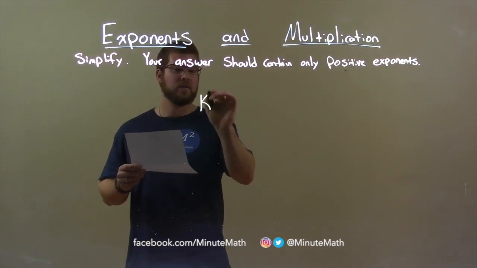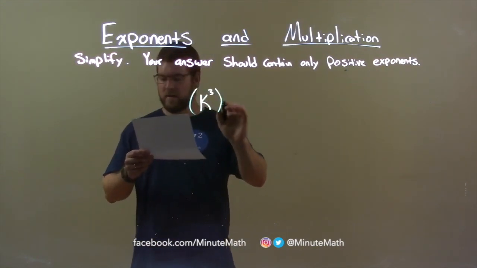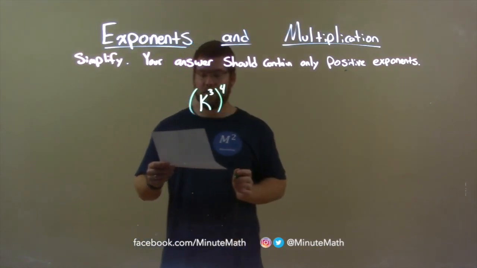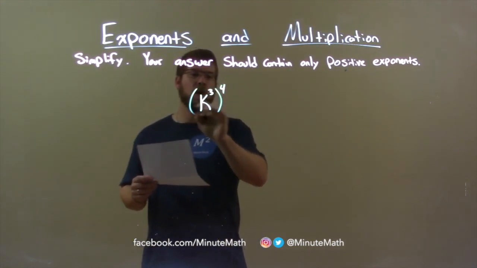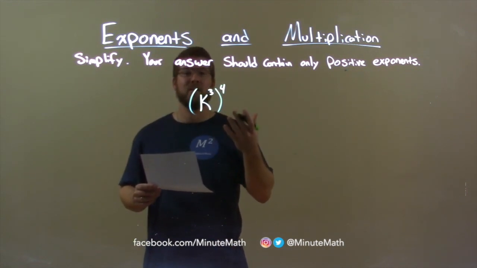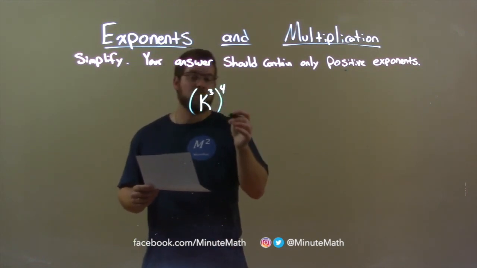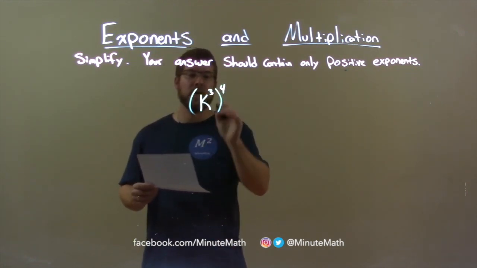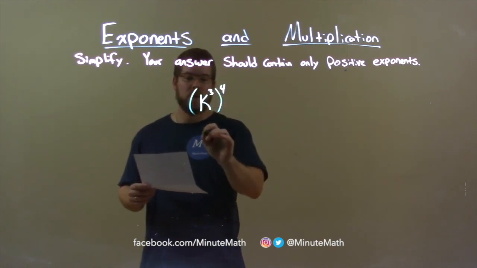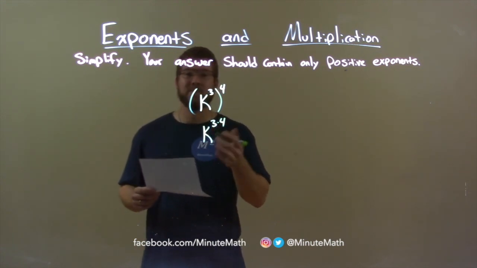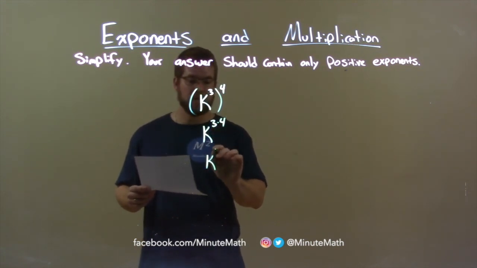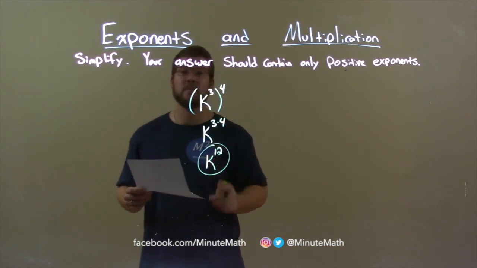We have k to the 3rd power, and all of that is raised to the 4th power. Okay? When we have a variable to an exponent and all of that raised to another exponent, when we combine them, we just have to multiply the exponents. So k to the 3rd all to the 4th power is the same thing as k to the 3 times 4 power. Okay? 3 times 4 is 12, so my final answer is k to the 12th power.